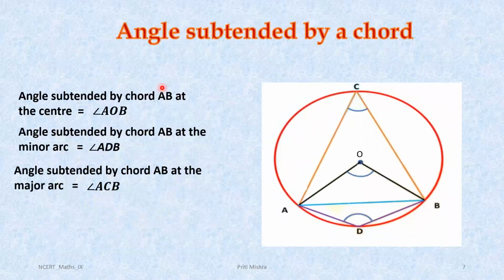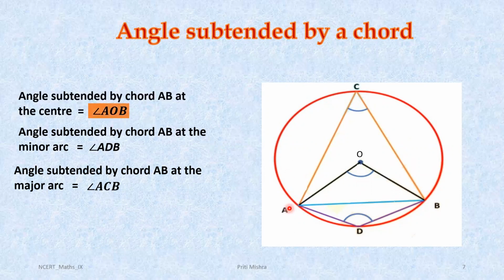Now angle subtended by a chord. Here in this figure you can see we are having a chord AB and it is subtending different types of angles in this circle. So angle subtended by chord AB at the center is angle AOB.